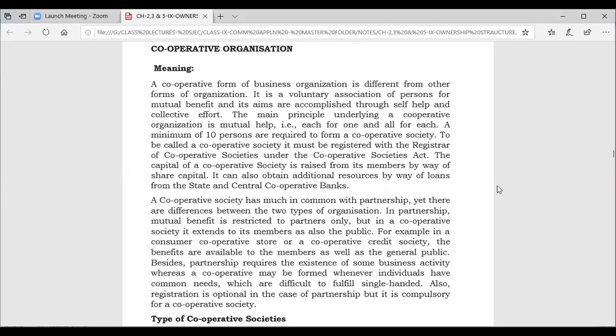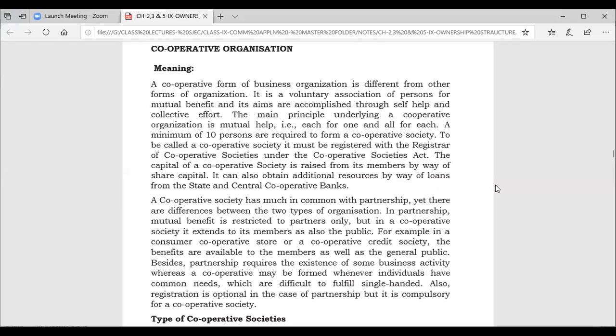In my last two videos, regarding the organization structure, the business houses as per the organization structure, we have discussed the sole proprietorship and partnership organization. Today, we are going to discuss the third form of this type of organization, which is called cooperative organization.